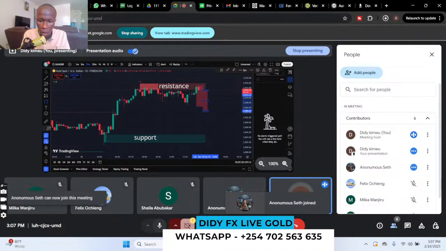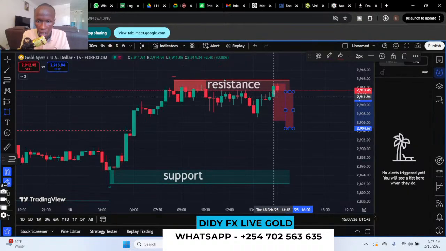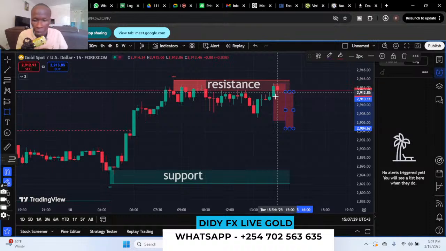So we are just waiting for confirmation. We said we are waiting for confirmation at this area to see if we can get in for some sales or buys. Now, how do we get a confirmation for buys at this area? How can we get some confirmations at this area?